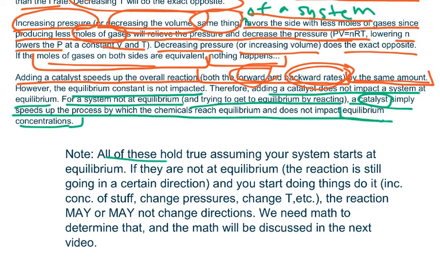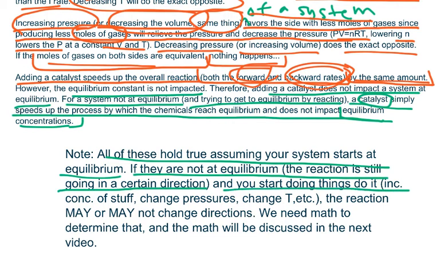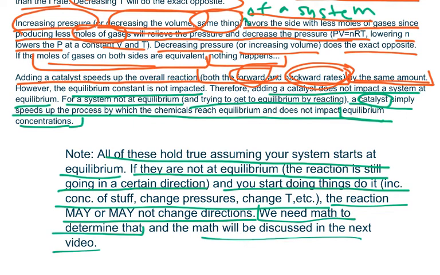So note that all of these assumptions hold true for your system, assuming that your system starts at equilibrium. If the substances are not at equilibrium, or in other words, the reaction is still going in a certain direction, and you start doing things to it while this is happening, then the reaction may or may not change directions. We need math to determine that, and that's in the next video.